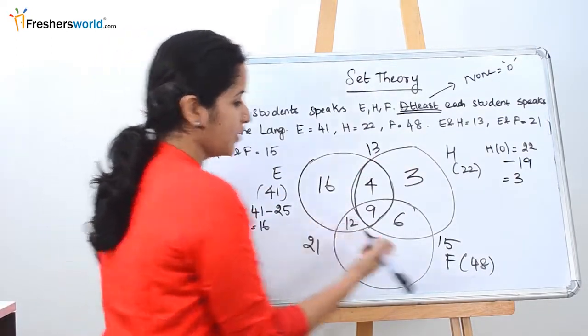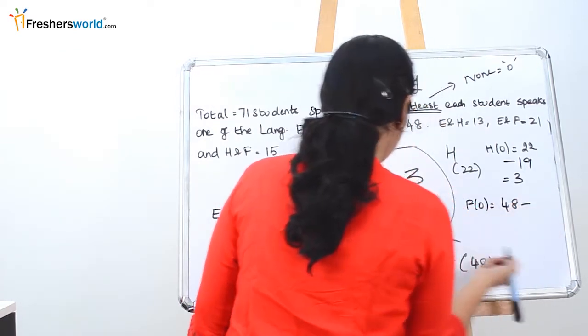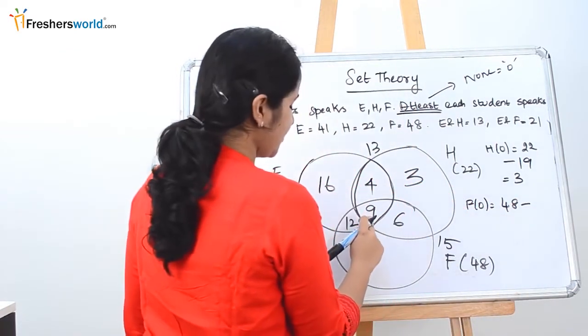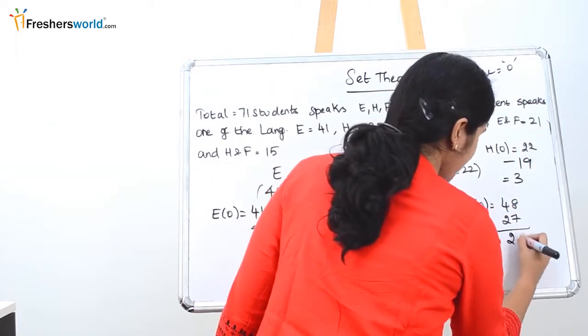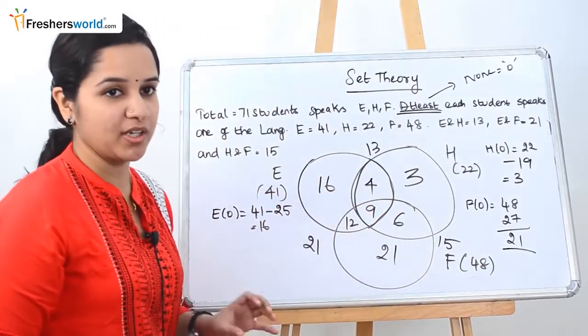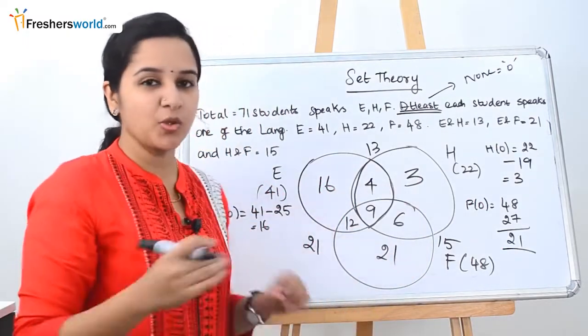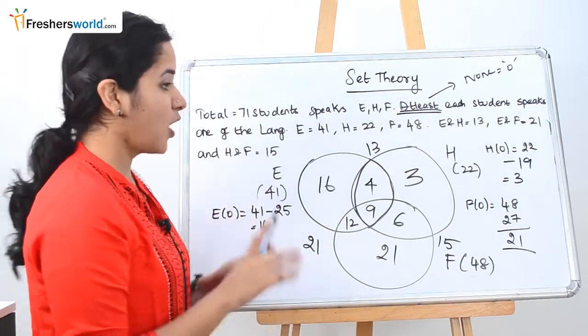Now we have to find French only. So French only is 48 minus 12 plus 9 is 21, 21 plus 6 is 27. So 48 minus 27 is nothing but 21. So 21 is the number of people who speak French only. After solving all this, whatever question they have given, you will be able to solve it very easily.